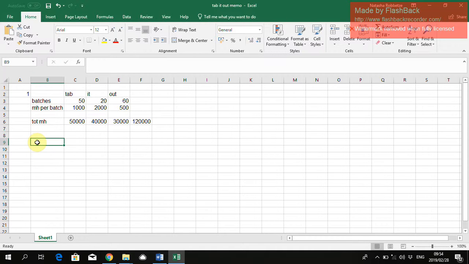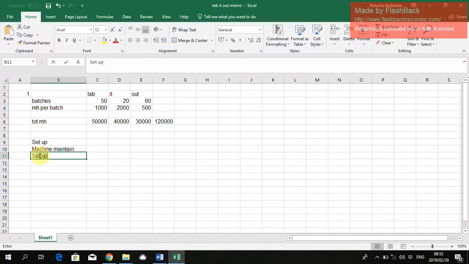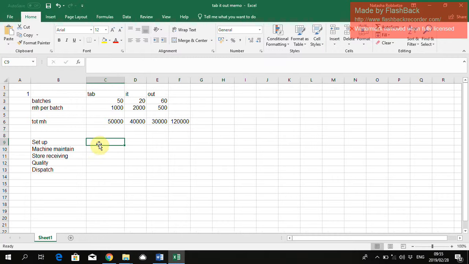If I look at my actual overhead costs then, I have setup cost, I have machine maintenance, I also have a cost in terms of store receiving, it seems. Then I have a quality cost, and I have a dispatch cost. The total costs here will have to be added up.